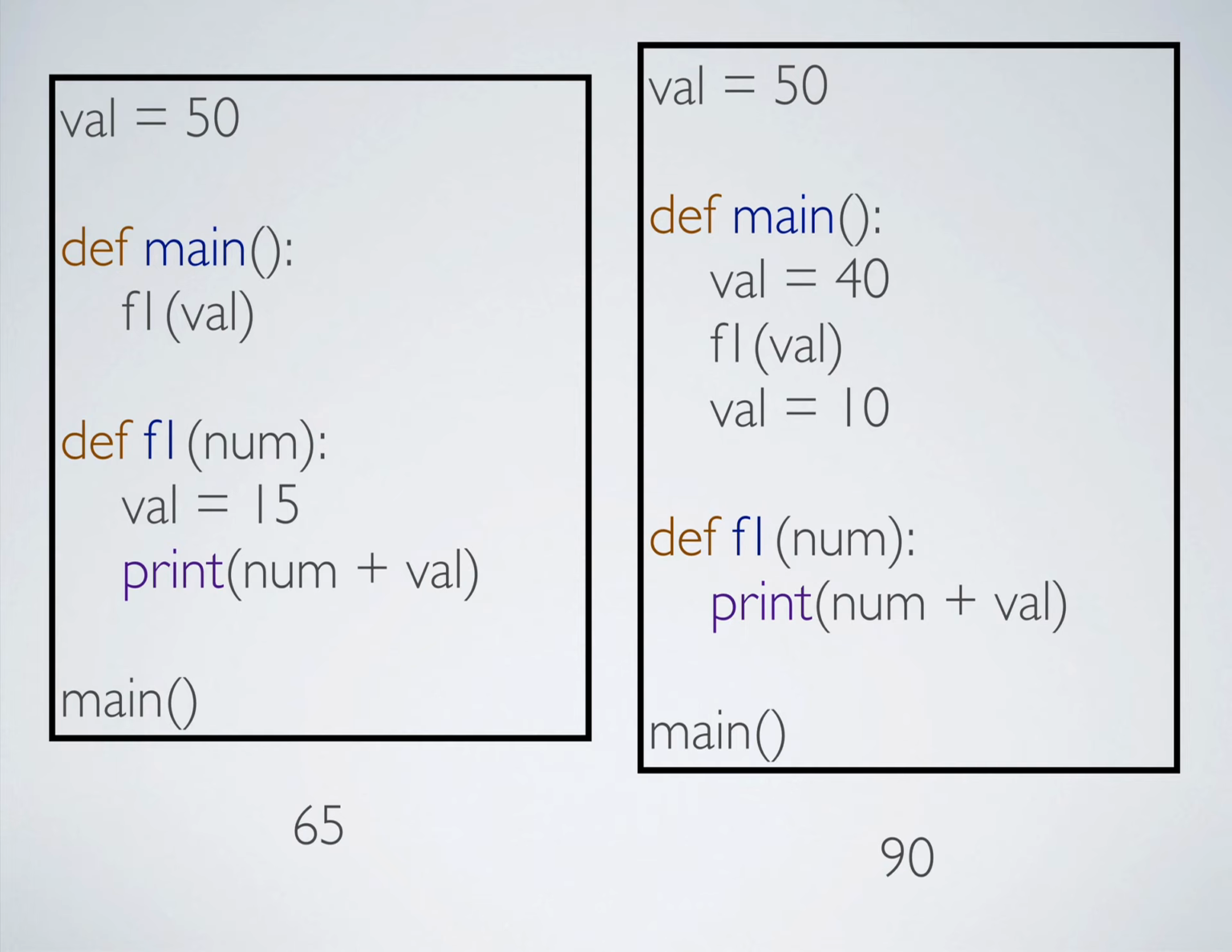There's one more line of code. Val equals 10. Cool, but that doesn't really do anything. That doesn't change our output. So the code on the right will display 90.